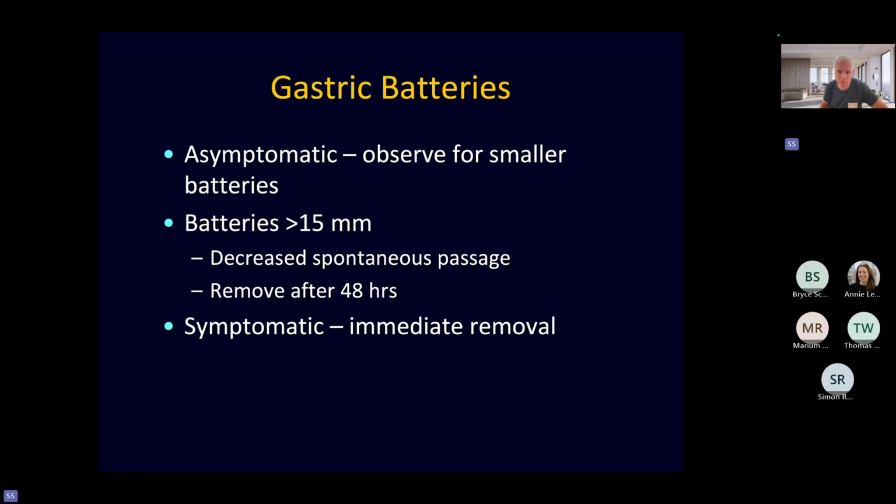Gastric batteries: asymptomatic, and observed for smaller batteries. For batteries greater than 15 millimeters, there's decreased spontaneous passage, and you want to remove them after no more than 48 hours. I would state the following, again, to modify this: any button battery that's in the stomach for longer than 24 hours needs to be removed. I think use that as the golden rule, and you'll be very safe, because although the risk of injury is much less, it still can occur. Of course, if a patient is symptomatic, it doesn't matter where the location is, get it out.